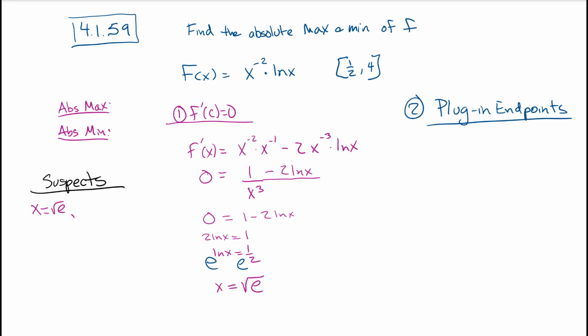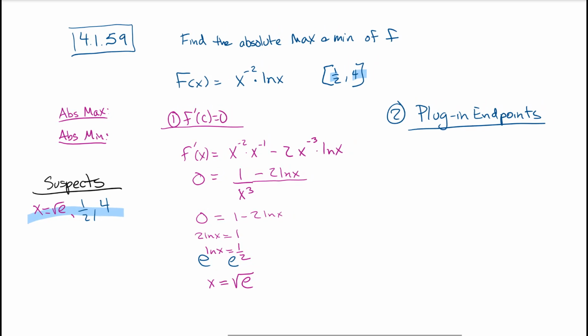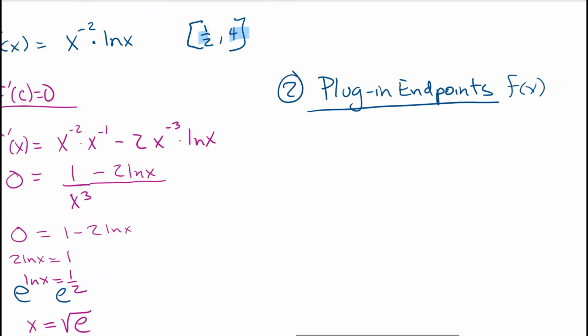Well, our other suspects are hanging out right here. They're 1/2 and 4. It's the only other 2 options that we could possibly have. So we're going to plug those in. Those are our other 2 suspects, 1/2 and 4. So we're going to need to plug in all 3 of these. Step 2 says just plug in the endpoints, and then step 3 we're going to plug in the value we found, that square root of e, to check it. So we're going to plug in our endpoints first. But notice I'm writing in blue, we're plugging our endpoints into f of x, not its derivative. So let's do that with 1/2 and 4.